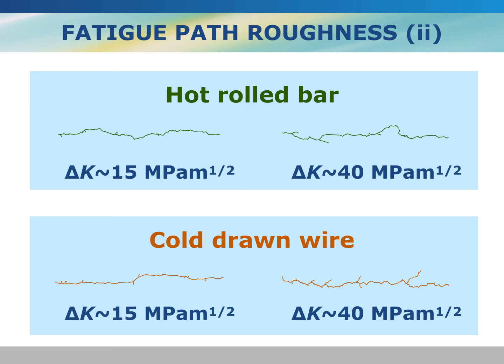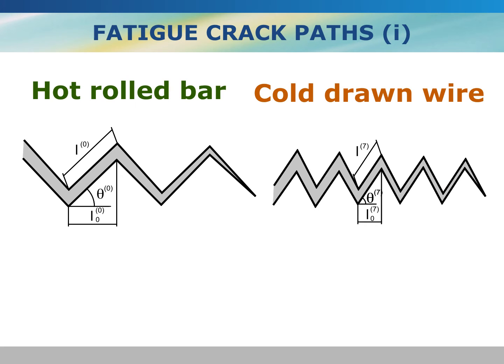The roughness increases with the stress intensity level, with the delta K, and the roughness also increases with the degree of cold drawing. Here we have a schematic of the micro crack path of the hot roll bar, green color, left-hand side, and cold drawn wire, orange-red color, right-hand side.